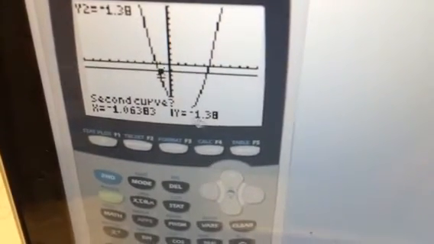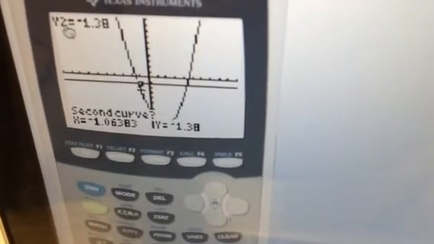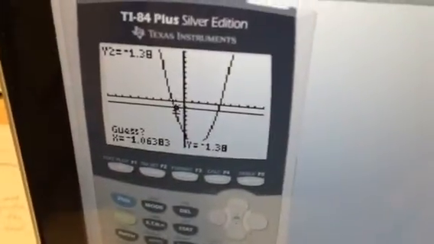Second curve, let's see. I can't really tell exactly, but oh yeah, y2 equals negative 1.38. So the little spider is on the second curve. So I'm going to hit enter again. And that says, you want me to guess? Yes, enter again. And then here's my ordered pair. X equals negative 1.305 when y equals negative 1.38.